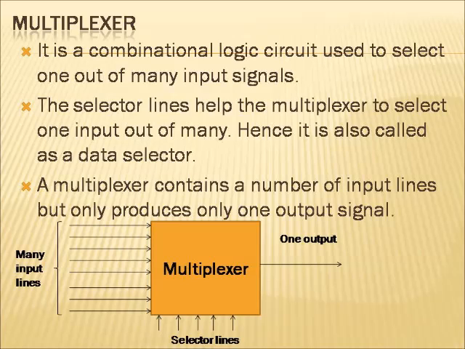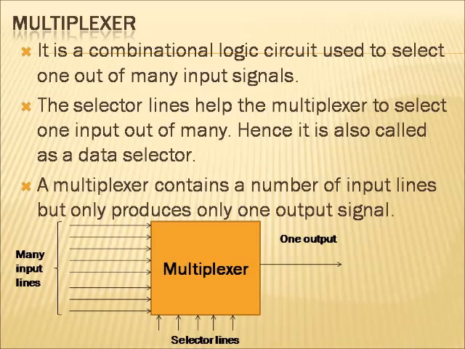This multiplexer is also called a data selector. The reason why it is called a data selector is that the multiplexer has some selector lines. These selector lines help the multiplexer to select the input, one input at a time. So a multiplexer contains many input lines, and out of those it chooses one input at a time and produces one output signal.